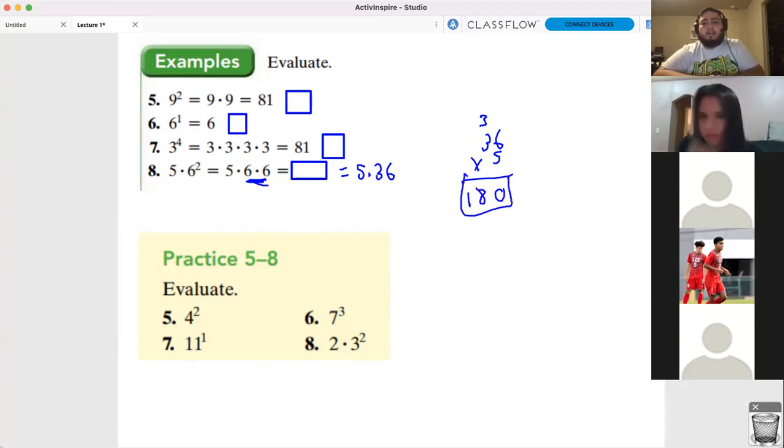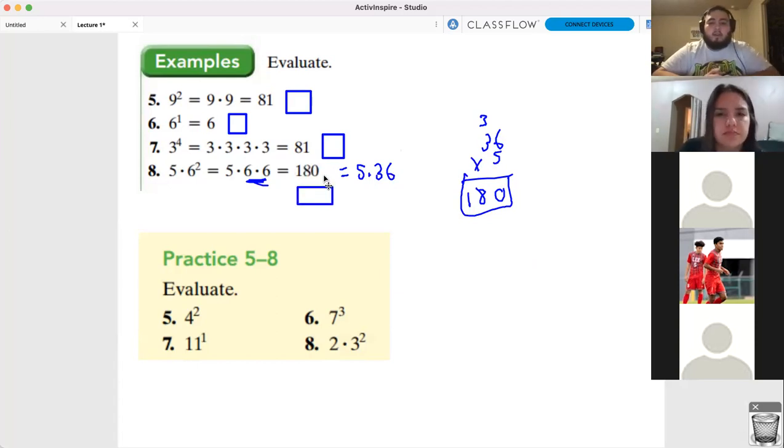Did anyone plug it into their calculator? Can they check with me? Yes, is correct. Thank you, Carly. So, and we're done with the examples 5 through 8. Are there any questions with how we evaluated these exponents, guys? Any questions?